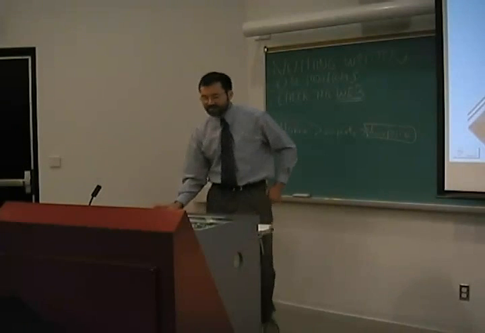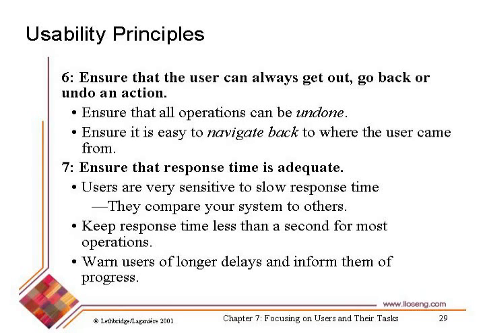Ensure the user can always get out, go back, and undo. Alright? So, if the user can always get out of something, they're not scared to go in it. If they can always go back, they're not scared to go in it. And if they can always undo. If I can always type something and then I realize I made a mistake and I can click undo in the menu, which is usually in a standard place in the edit menu, then that means the users will be able to work faster because they won't have to think quite as much because they're not quite as paranoid about making mistakes.